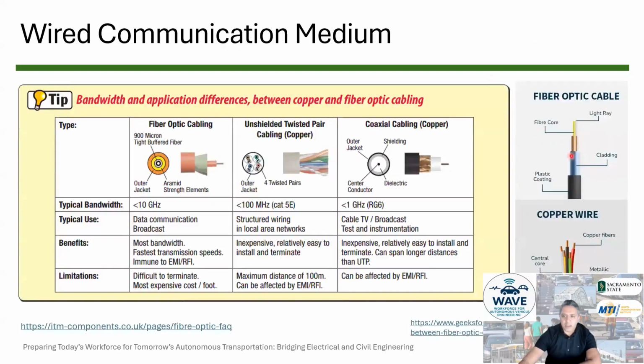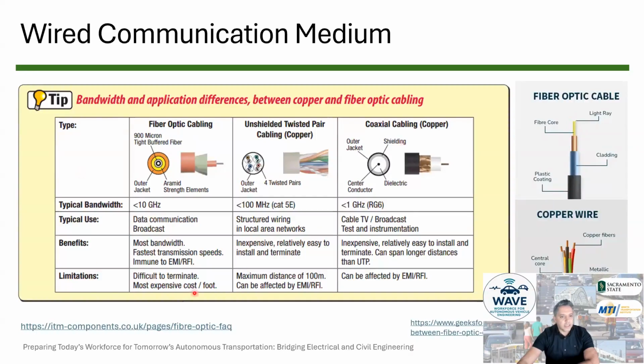Now, if you take a look at this part of the slide, I have an example of the copper wire, which has a plastic cover, a metallic shield, and a central core, and these are copper wires that actually exchange information. But for fiber optic, the core of the cable is a light ray. So it's a fiber core, and the light will actually move through that.